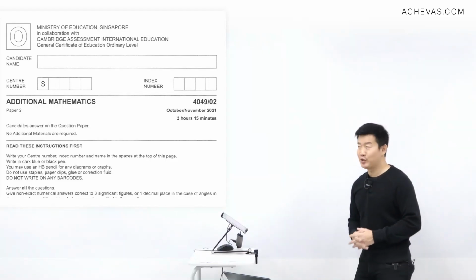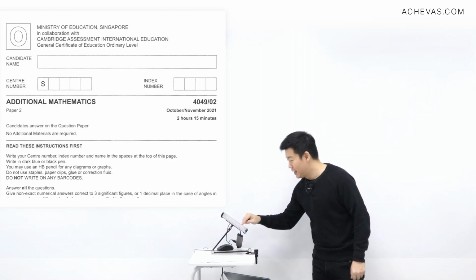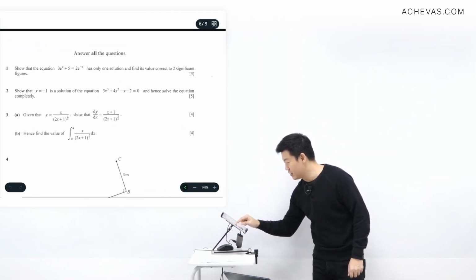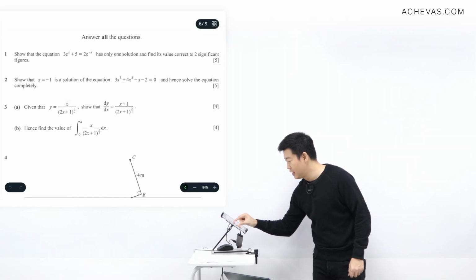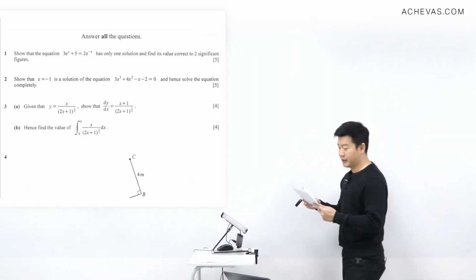In this video, let's explore O-Level 2021 Additional Math Paper 2. Let's take a look at the first question. Okay, this is the first question. And in this question, we are given an equation. This equation, let me write it down here.